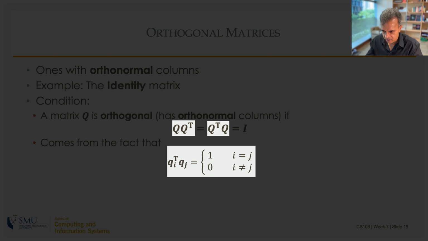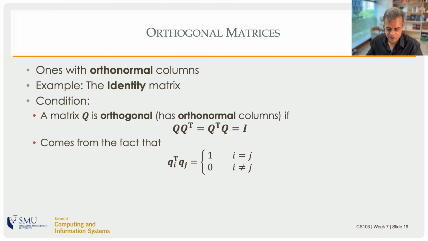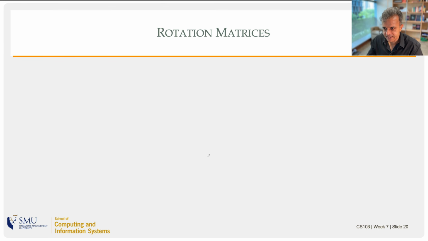Each element in this product is going to be the dot product of the ith row of the first matrix with the jth column of the second matrix, and that is given to be 1 if the indices match, and 0 if they don't, and then it just gives you the identity matrix. We saw all that in the last video. Let's take an example of this, a rotation matrix.